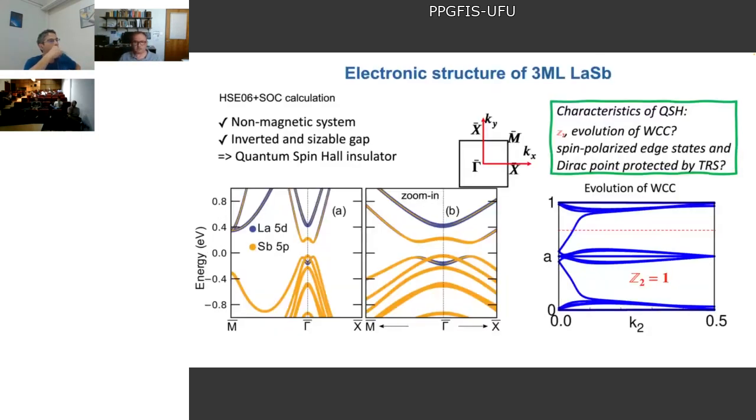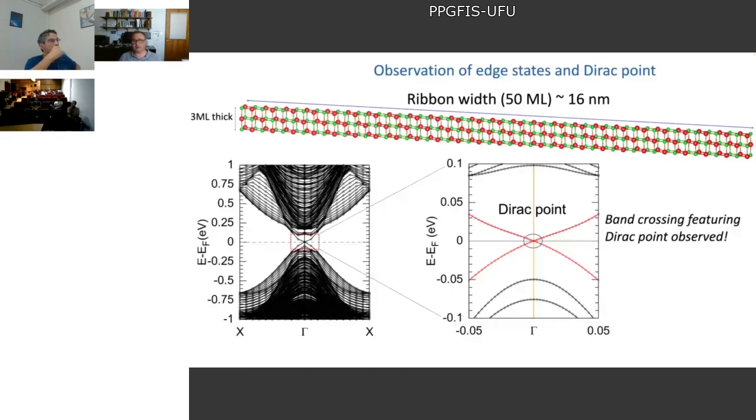Okay, these are calculations for bulk materials. There is a gap. But if you wanted to see the topological states, that would be the edge states of a very thin film. That means you wanted to make a nanoribbon. And this is a figure of the nanoribbon. My students always show that. I always complain about it because it is repeated in the direction perpendicular to the figure here, right? So it's infinite if you look into the plane of the figure here.